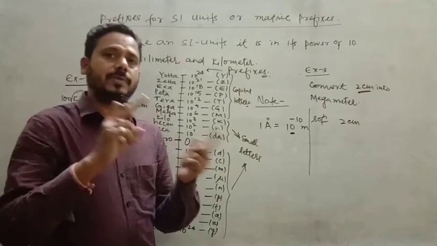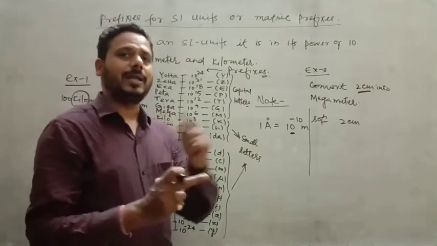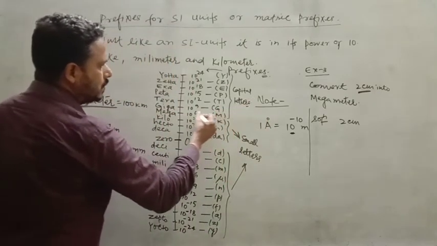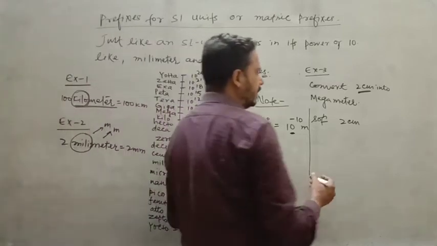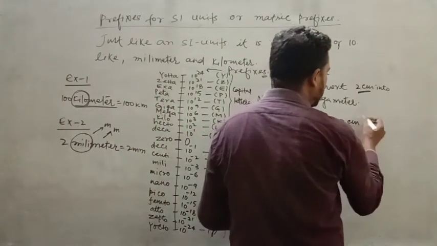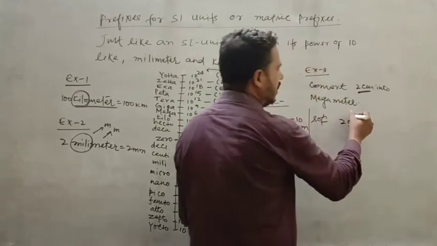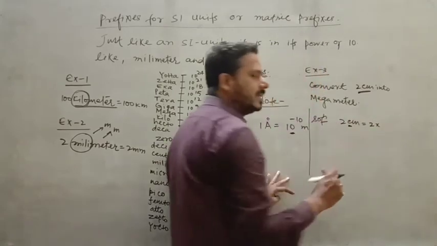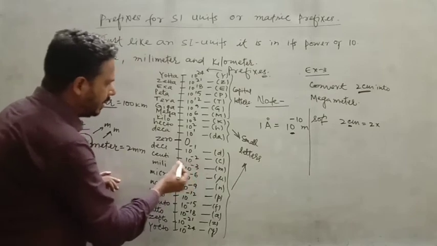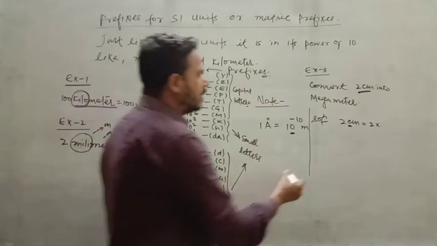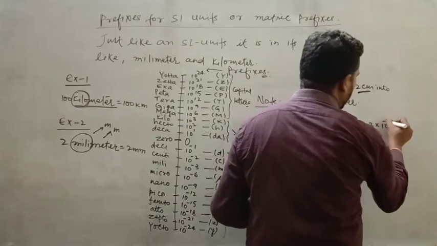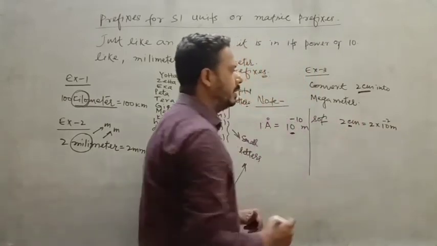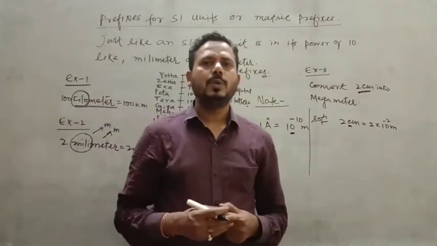First of all, you know that mega is 10 raised to 6. See here, this one is your mega. Mega is 10 raised to 6. So first of all, you analyze this one, that 2 centimeter. 2 centimeter can be written as 2, and for centi, that is 10 raised to minus 2. So replace this C with 10 raised to minus 2. So centi is replaced, and then meter is left. So 2 centimeter is equal to 2 cross 10 raised to minus 2 meter. You got it?